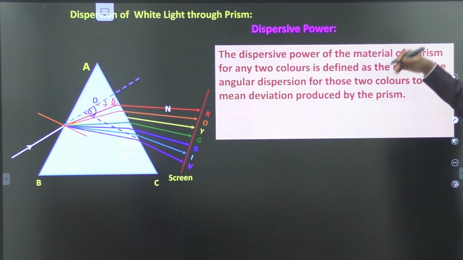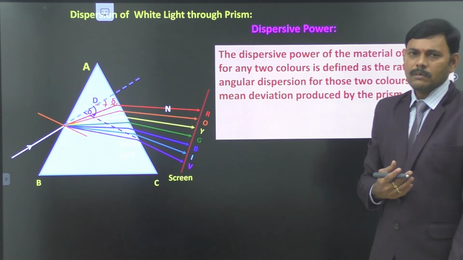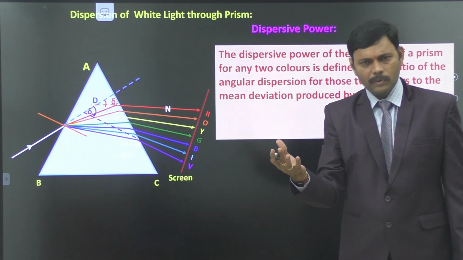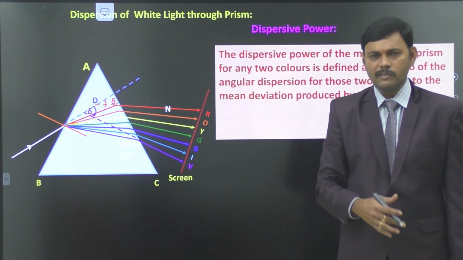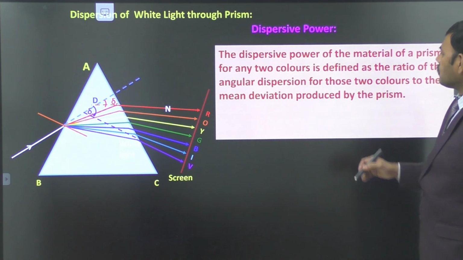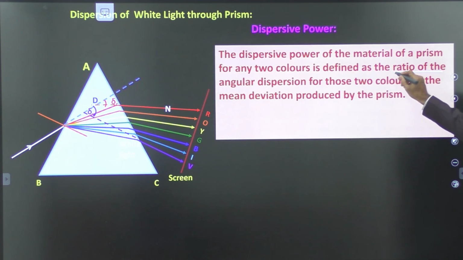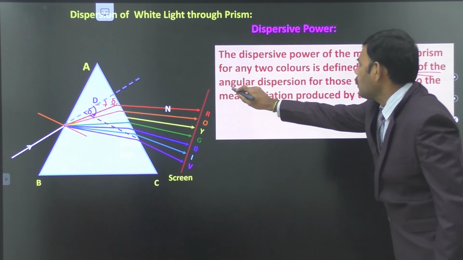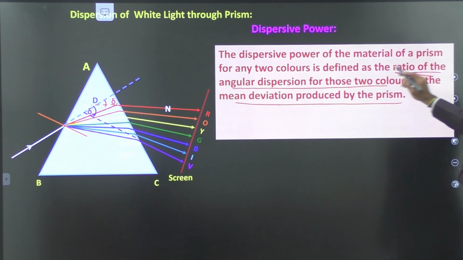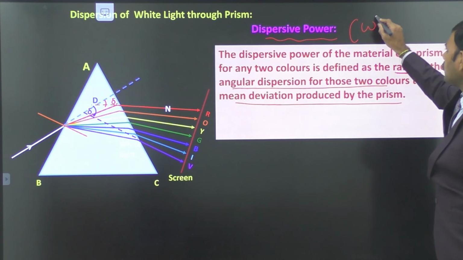And dispersive power, one more definition. Dispersive power is the ratio of angular dispersion to the mean deviation. Already we defined angular dispersion as the difference in the deviation. So for any two colors, the ratio of the angular dispersion of the two colors to the mean deviation produced is the dispersive power, denoted by the letter omega.